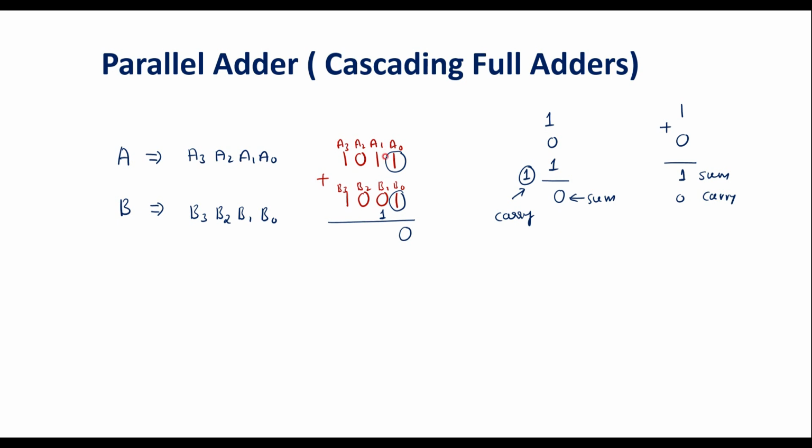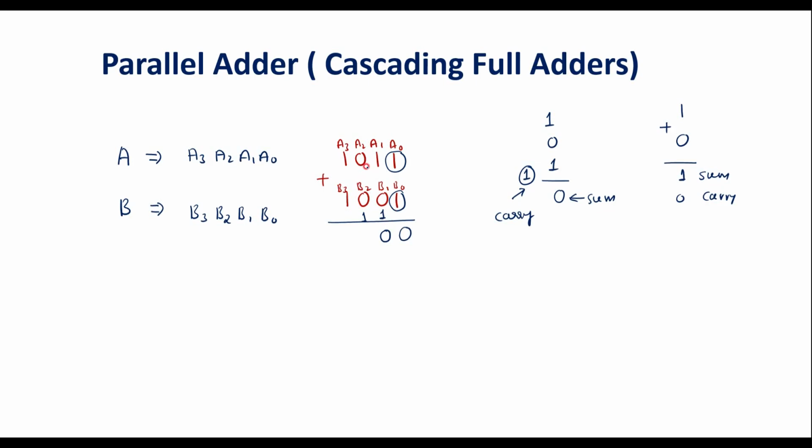Now to perform addition of A1 with B1 along with carry, that is 1 plus 1, it produces 0 and it produces carry again 1. So here to perform the addition of 1 0 1, we need one more full adder. Similarly, to perform this operation, we need one more full adder, and to perform this operation, we need one more full adder. So to add A with B, we need 4 full adders. In such cases, we have to connect those full adders in cascading form. That is nothing but a parallel adder.